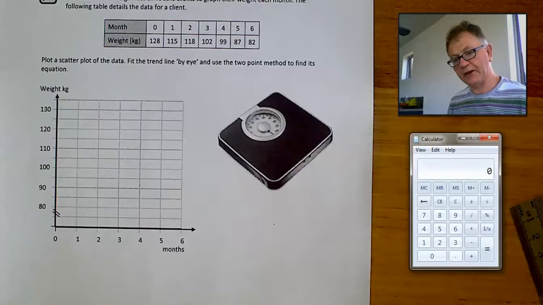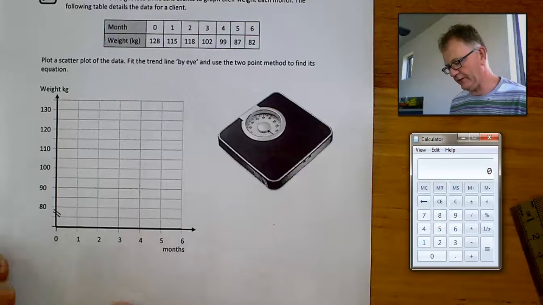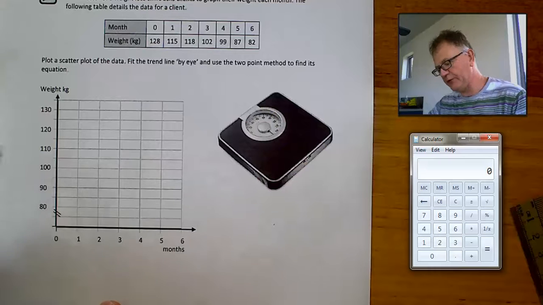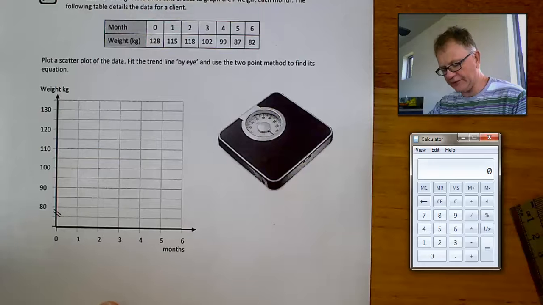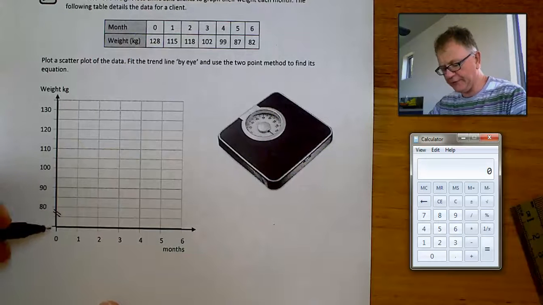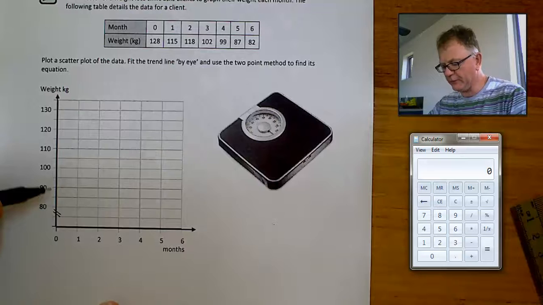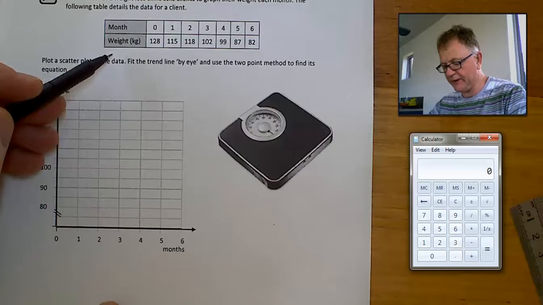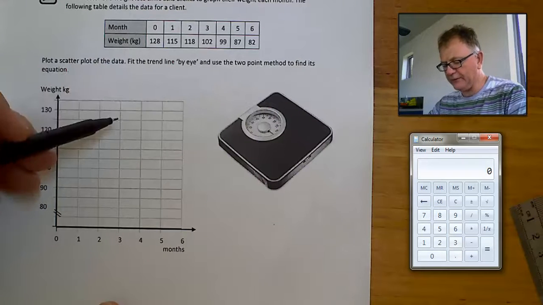We're doing an example which involves linear modelling. That means finding out the equation of a relationship which models a set of data. The first step is to plot the data on a scatter plot. So each point is represented by a dot or a little X on the graph. We're looking at the weights of a patient at a weight loss clinic over a series of months.